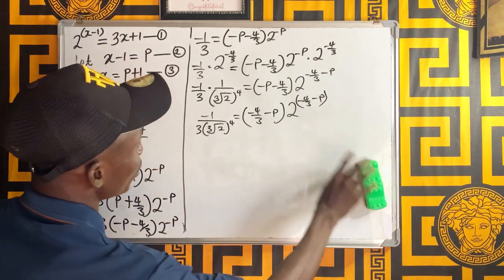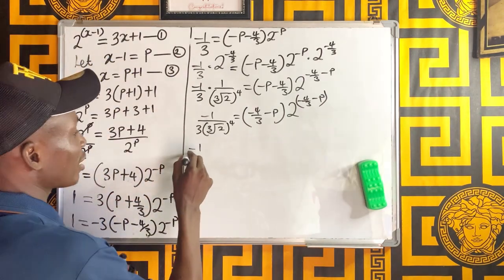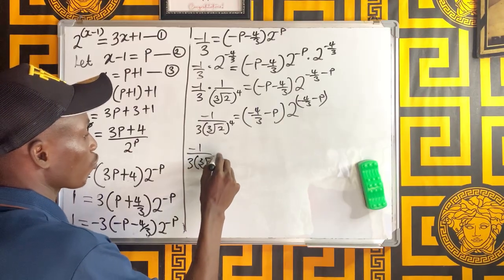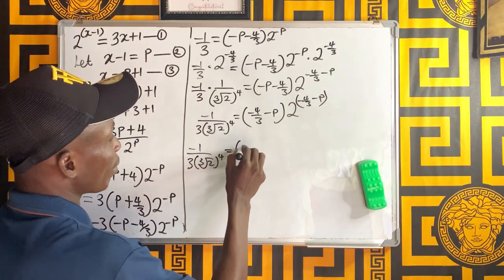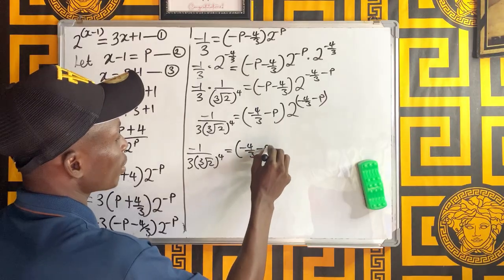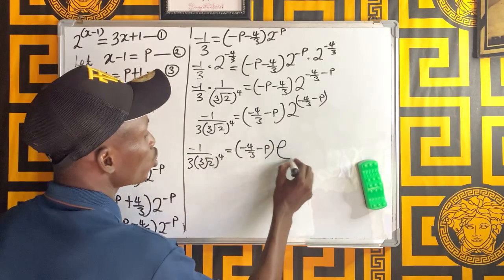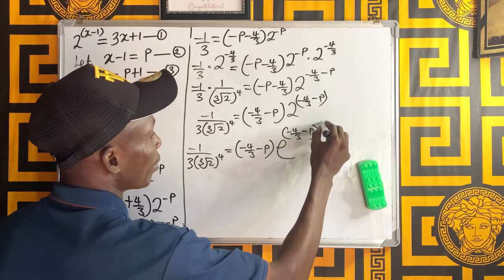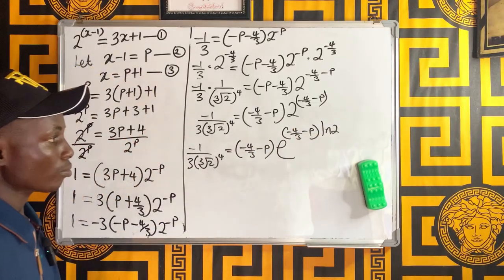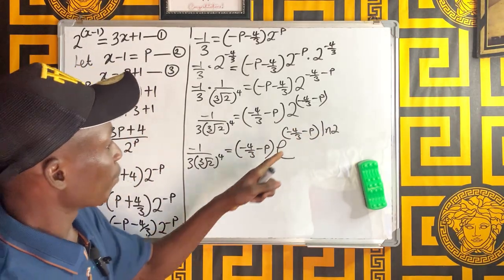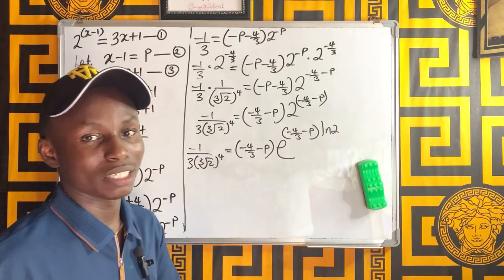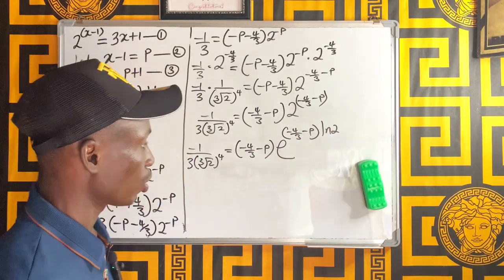So we are not wrong if you decide to write this as minus 1 divided by 3 multiplied by the cube root of 2 all raised to 4 is equal to minus 4 divided by 3 minus p, then multiply by 2 raised to minus 4 divided by 3 minus p, then multiply by natural logarithm of 2. This is amazing because this thing you are seeing was the exponent here. So I just brought it back immediately because I applied the law.